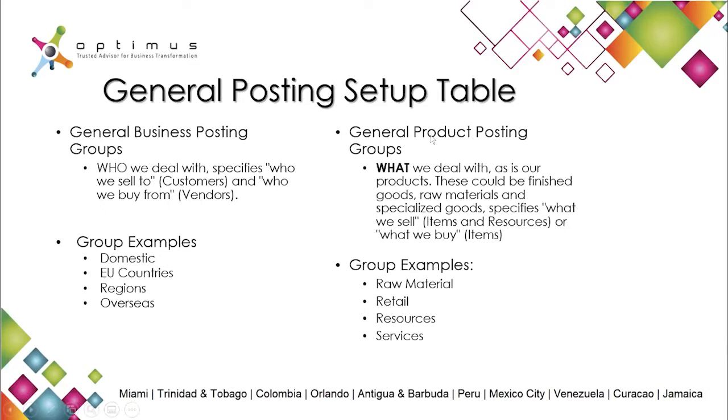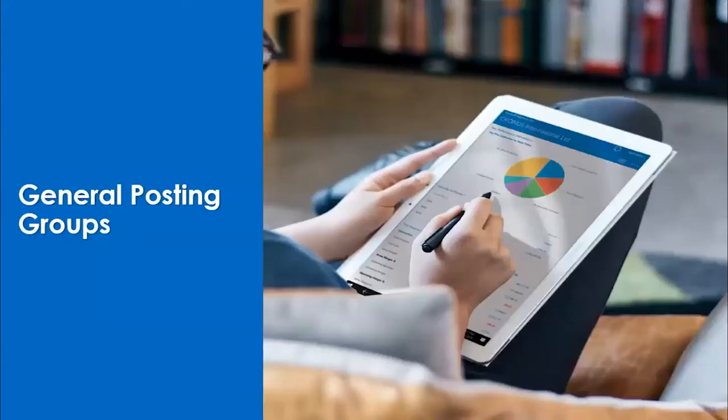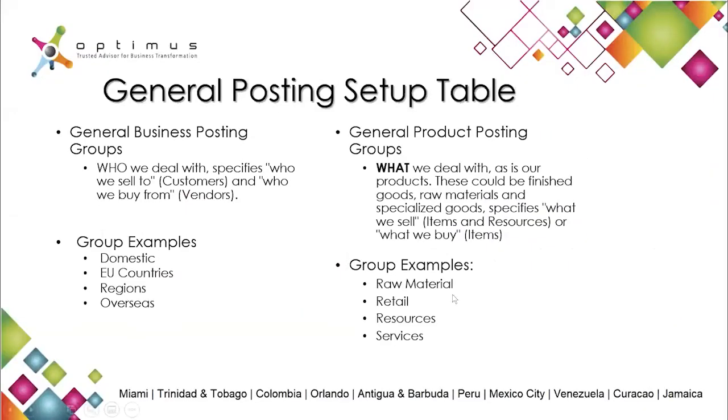The second concept would be related to your type of products in your company. We need to classify these products in a way that we are going to work properly with specific GL accounts, for the following examples: raw material, retail, resources, and services. In other words, how you want to trade.